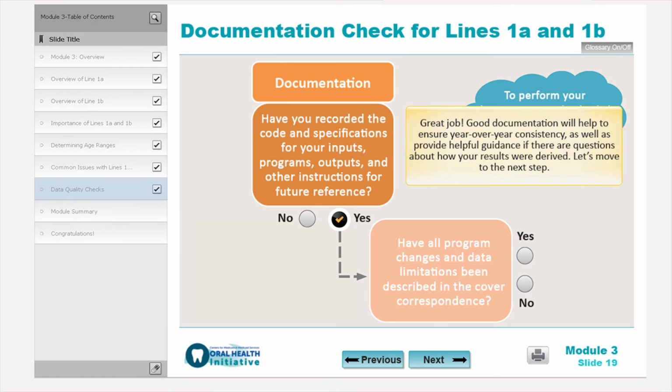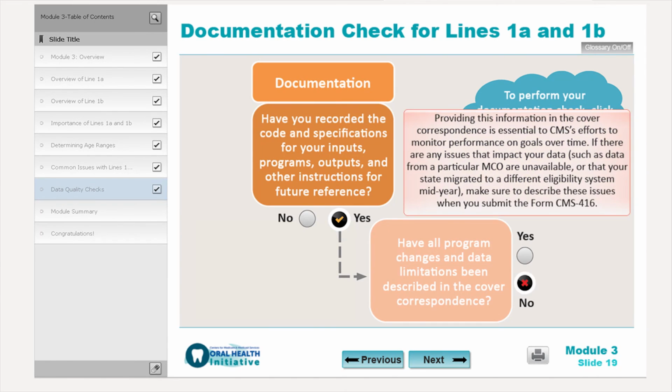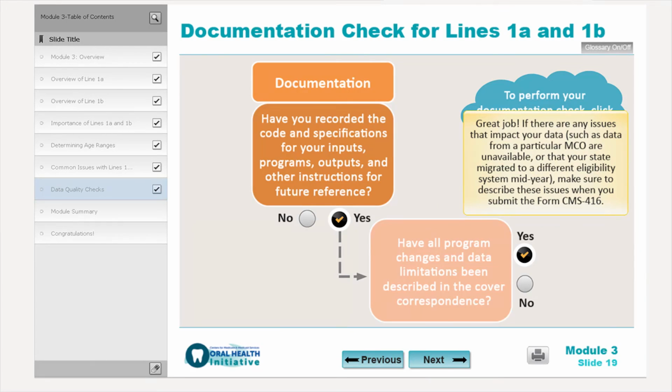Here's the second question on documentation. Have all program changes and data limitations been described in the cover correspondence to CMS? If you answered no, keep in mind that providing this information in the cover correspondence you send to CMS with your Form CMS-416 report is essential to CMS's efforts to monitor performance on goals over time. If there are any issues that impact your data, such as data from a particular MCO are unavailable, or that your state migrated to a different eligibility system mid-year, make sure to describe these issues when you submit the Form CMS-416. If you answered yes, great job.